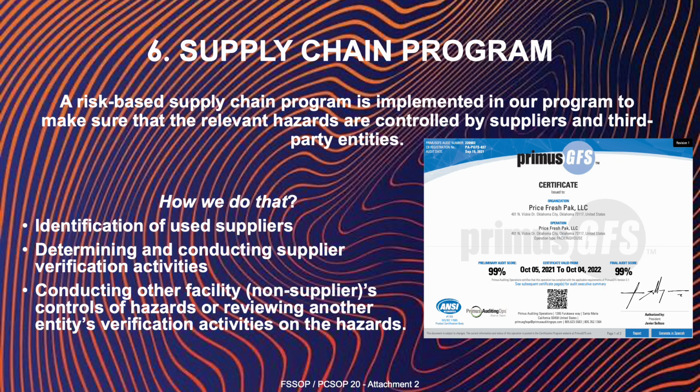6. Supply chain program. A risk-based supply chain program is implemented in our program to make sure that the relevant hazards are controlled by suppliers and third-party entities. How do we do that? Identification of used suppliers, determining and conducting supplier verification activities, conducting other facility, non-supplier, controls of hazards or reviewing another entity's verification activities on the hazards.